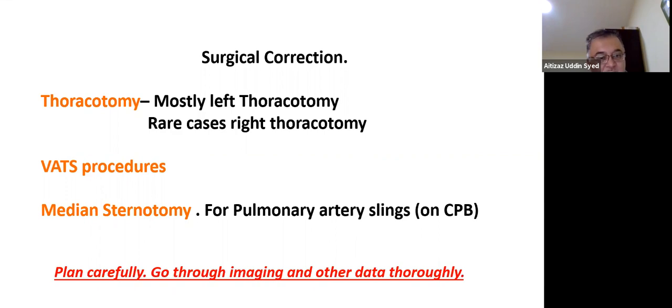But with the rings and slings, don't get excited when you get a double aortic arch or a ring, to take it to surgery immediately or whatever. Plan carefully, go through imaging and other data, and discuss the imaging with your imaging colleagues.